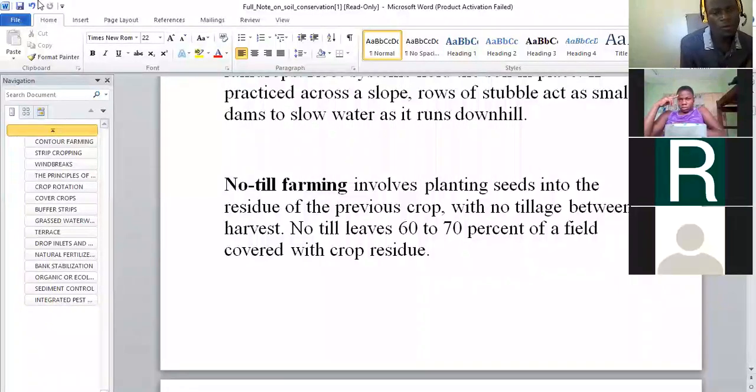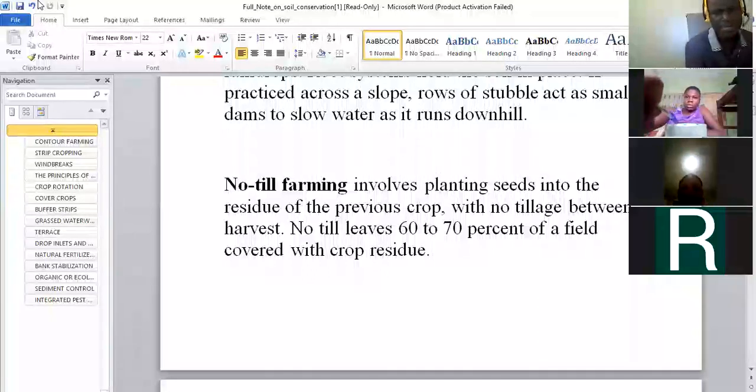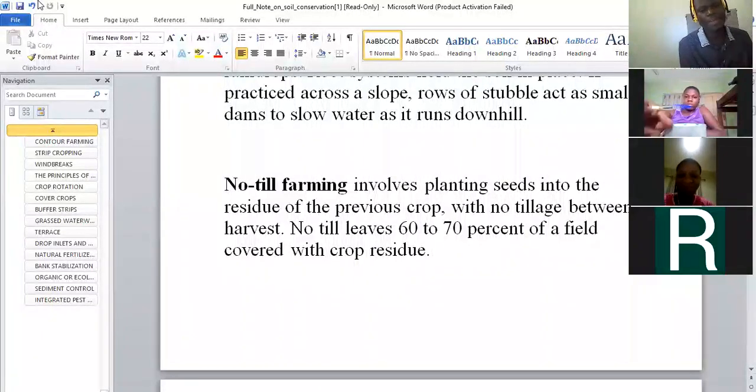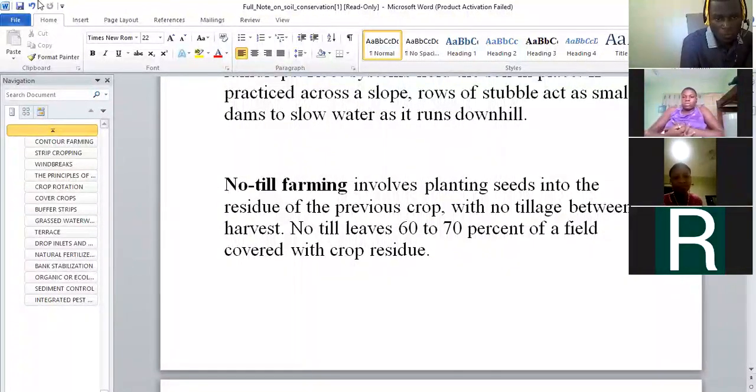That also means that the field or the farm will not be left uncovered at any time. So all throughout the year, the field or the farm is covered. And once it is covered, it will prevent direct sun rays from reaching the surface of the soil.